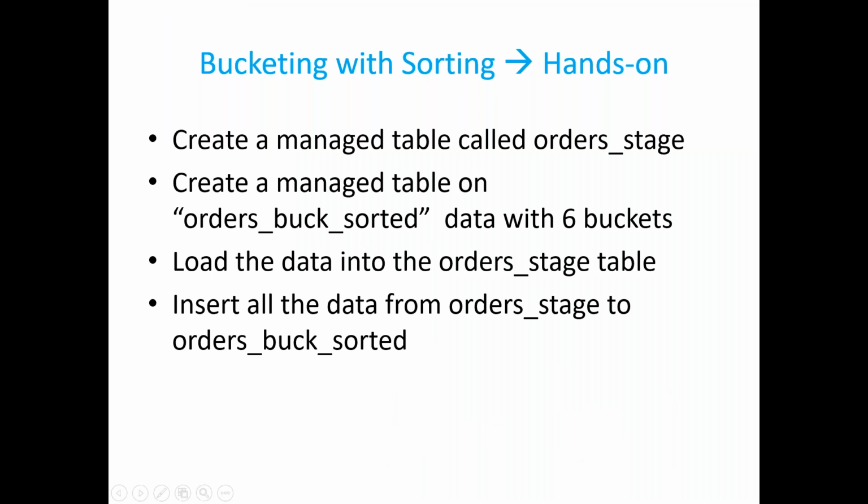Now I'm going to follow these steps. Step 1 is already done. We already have a staging table with the name orders_stage. Step 3 is also done. We have already loaded the data into the staging table. Let's focus on step 2. Create a managed table with the name orders_buck_sorted, that is bucketing with sorting enabled in it, and mention the number of buckets as 6. Let's do that.